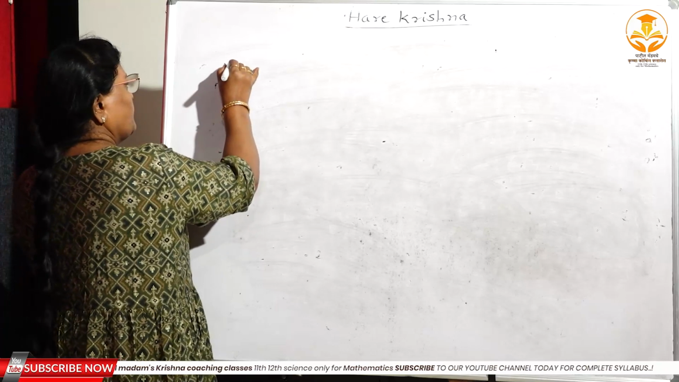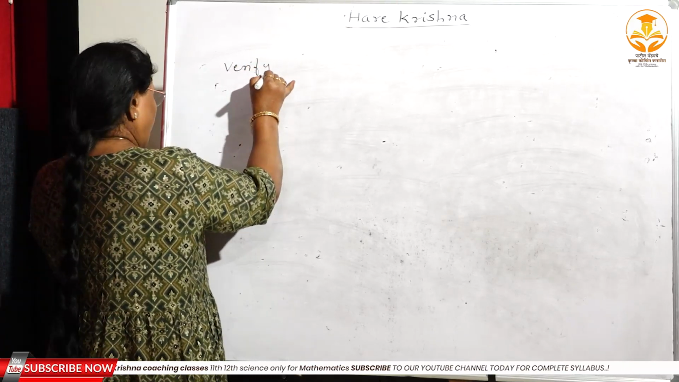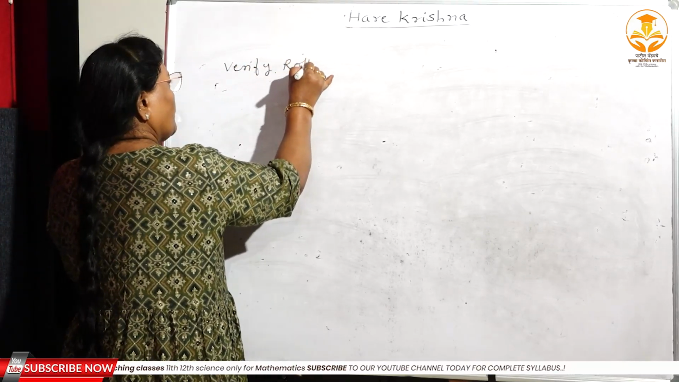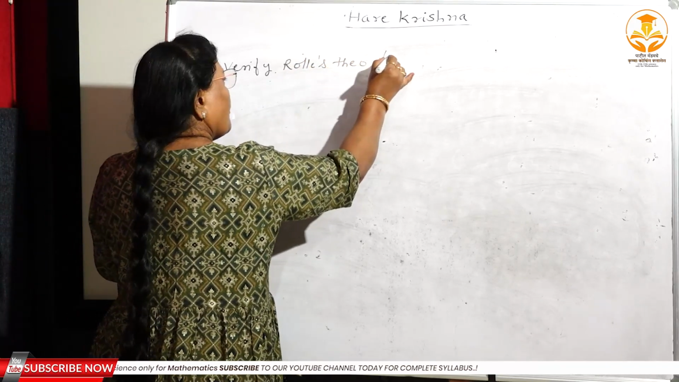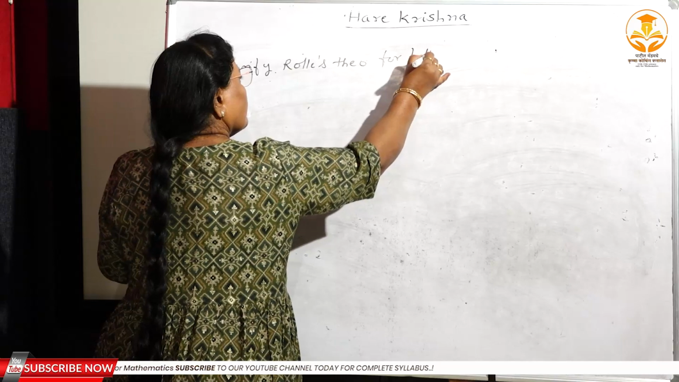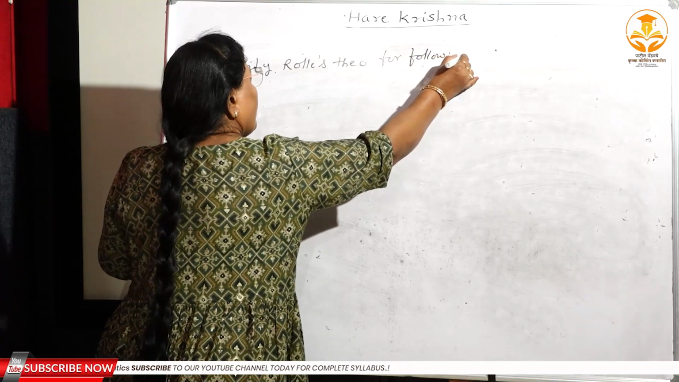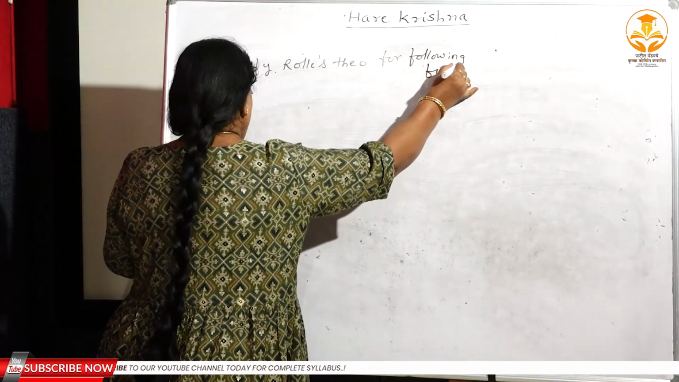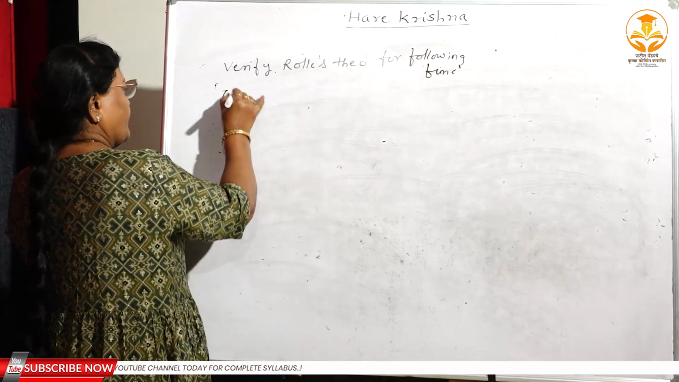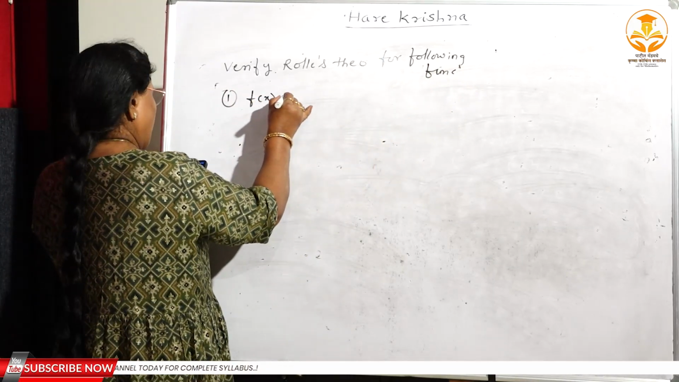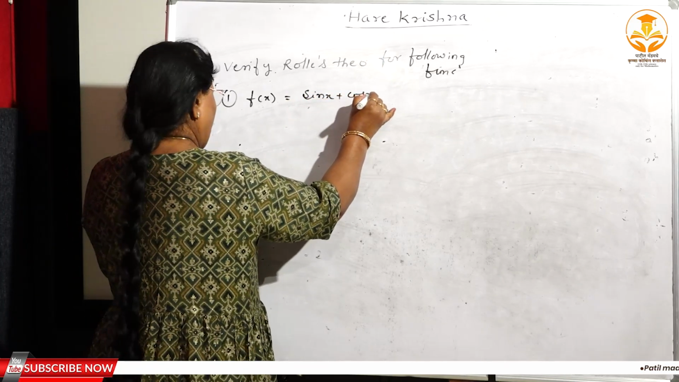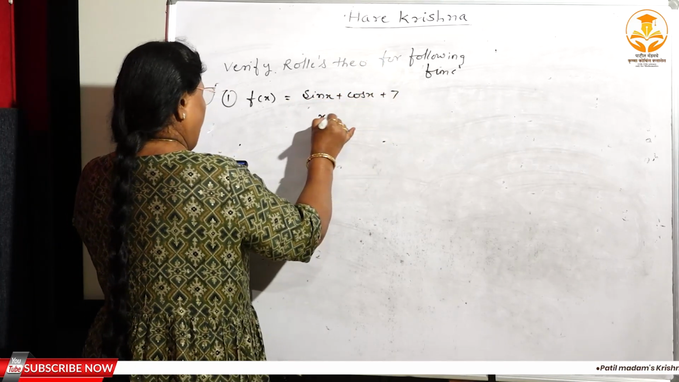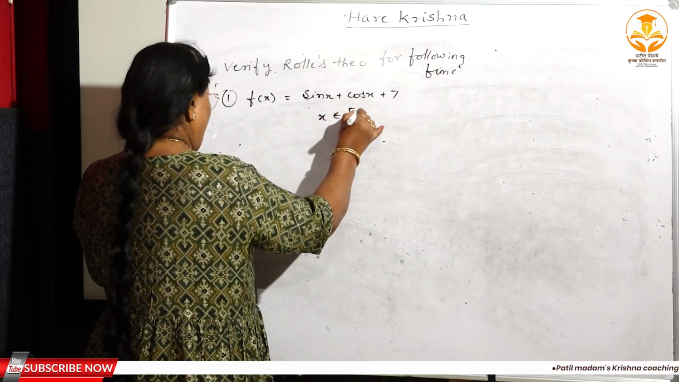Verify Rolle's theorem for the following function. First, f of x is equal to sin x plus cos x plus 7, where x belongs to 0 to 2 pi.